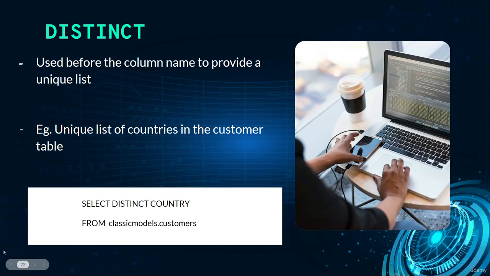So distinct is used before a column name in the select statement to provide a unique list. I often use this on an individual column when I haven't used a table before to see what it contains. For this example, I want to show distinct countries from our customers table, so I can see a unique list of countries that our customers are from.